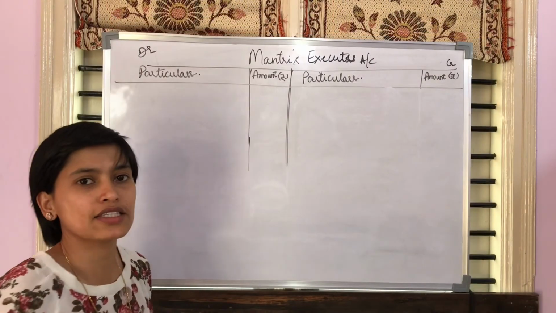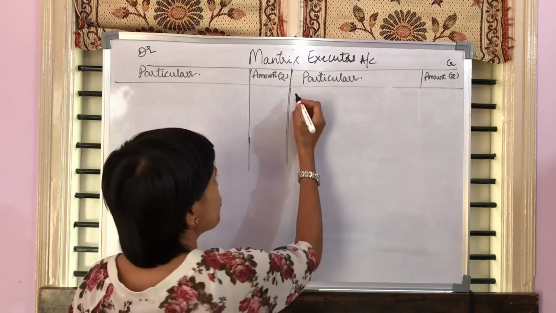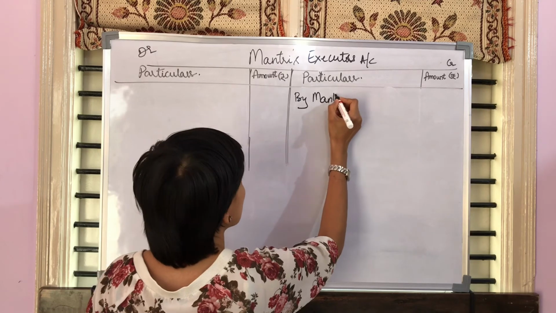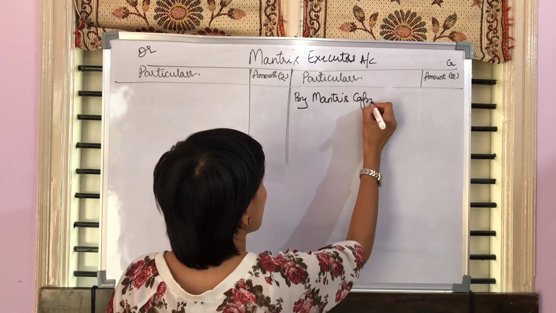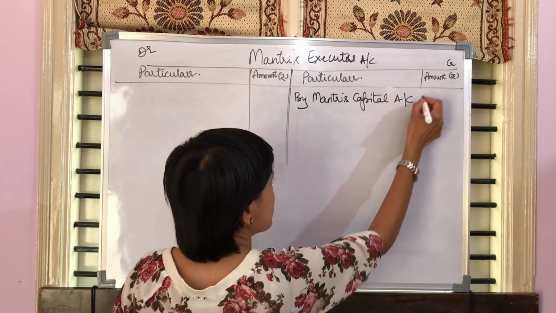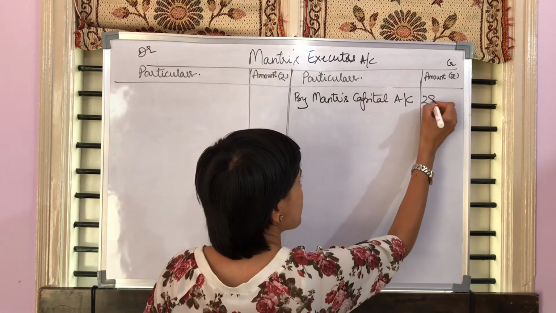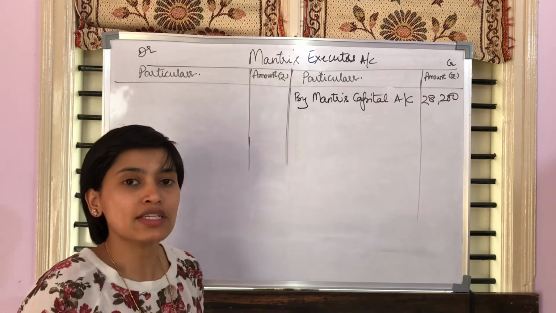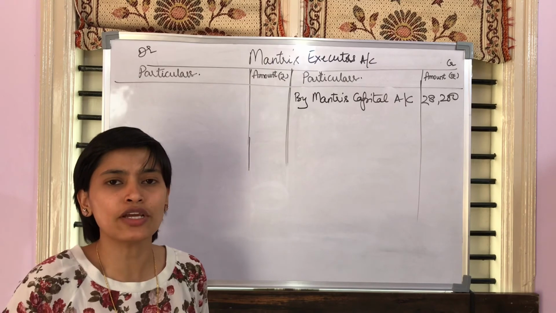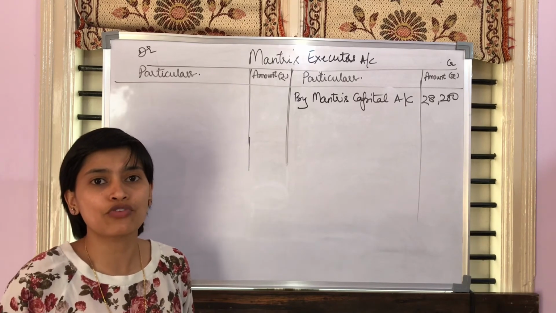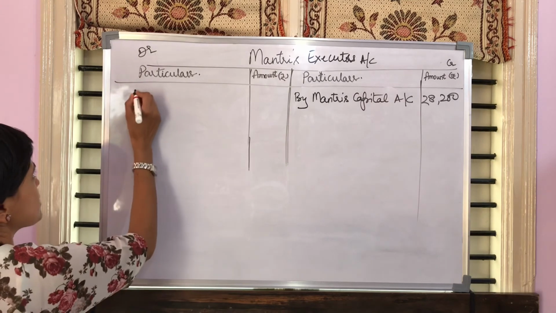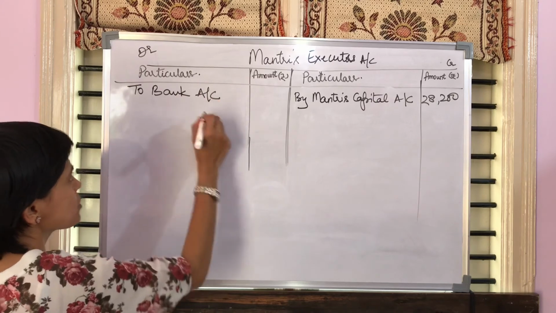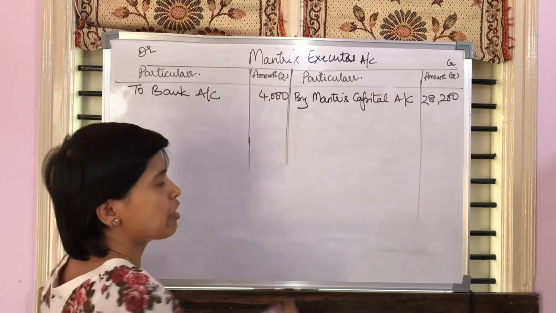So let's work out monthly's executors account to show the balancing figure which is being transferred, at the same time to show the payment of rupees 4,000. In monthly's executors account, first and foremost, we are going to bring down the capital of monthly. So monthly's capital account, the balance amount that we have worked out is 28,200. Now, monthly's executor is the one who is actually going to receive the amount of rupees 4,000. Debit side as to bank account, an amount of rupees 4,000.